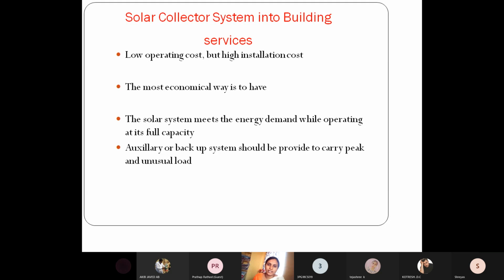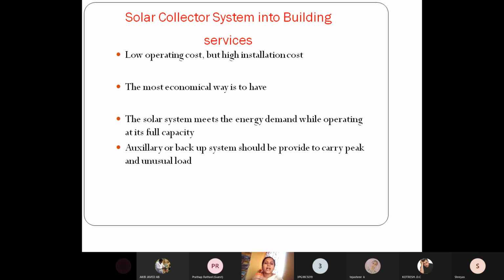The most economical way is to have the solar system meet the energy demand while operating at its full capacity. That means, for example, from morning to evening the solar energy is absorbed and we can meet the demand. For example, if the demand is 1 kilowatt, we can meet the demand of 1 kilowatt. According to demand, the solar system can produce 1 kilowatt.